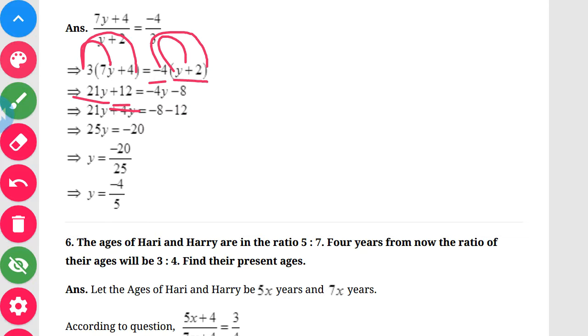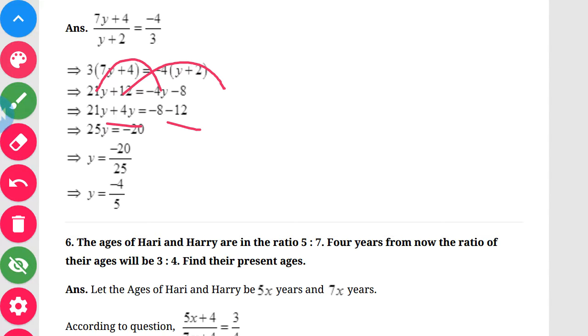Minus 8. So I hope this is clear for you all. What is my next step then? Yes children, we are going to transpose the variable one side and the numbers one side. So the minus 4y, if I transpose here, it becomes plus 4y, and plus 12, if I transpose there, it becomes minus 12. I hope it is clear to you all.